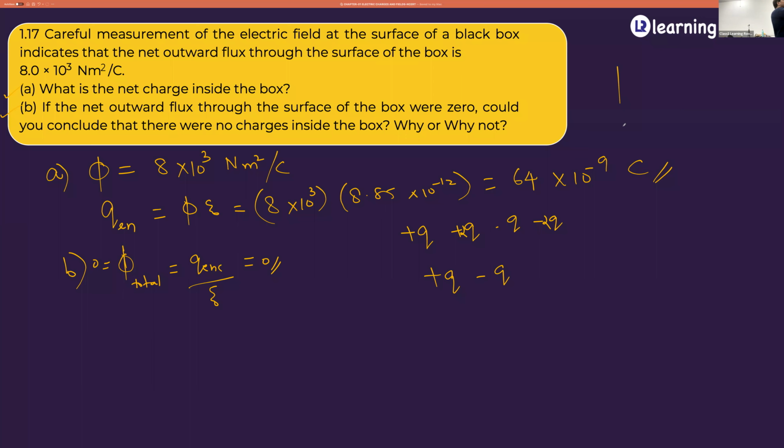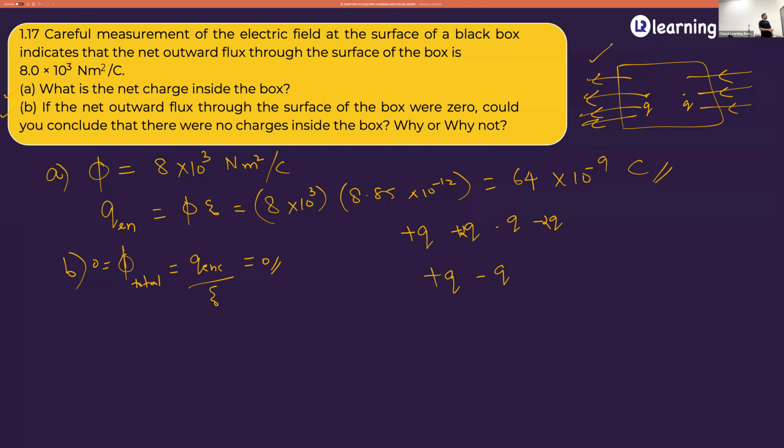See, for example, if I had a situation like this, let's say I placed a dipole, then due to this dipole, the number of field lines emitting out would have been equal to the number of field lines entering. So they are concerned about this point. Like they're saying, what about the net value?